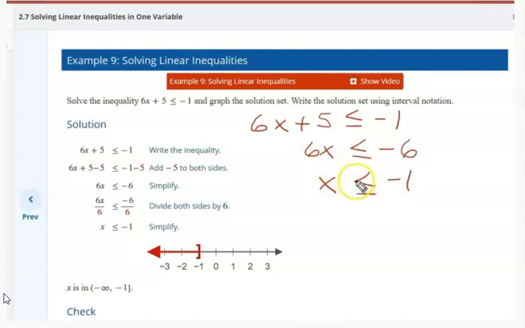And again, this point indicates the line is going to go to the left. Again, you choose a parenthesis and a bracket because our negative 1 is included in the set. And there's the interval notation. Now pause, get this down. This is example 9.